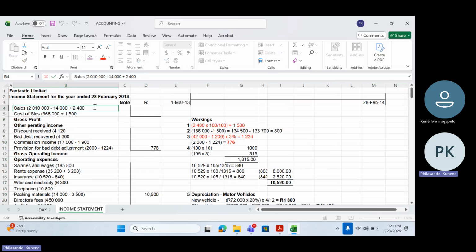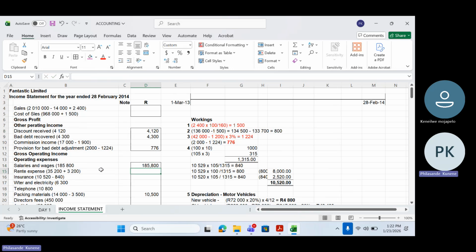We close our bracket, we get the total sales. We close our bracket here, we get the cost of sales, and then the gross profit. Discount received, there's nothing, so 4,120 should come here. Bad debts recovered, 4,300 must come here in the total. Commission income, we close, get the total, and put it this side. Expenses, 185,800 must come here.